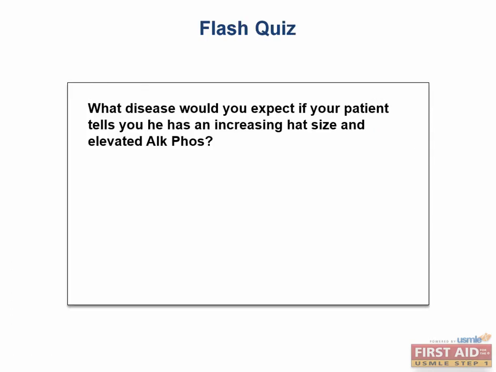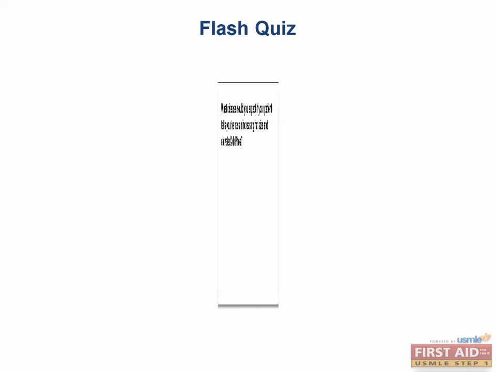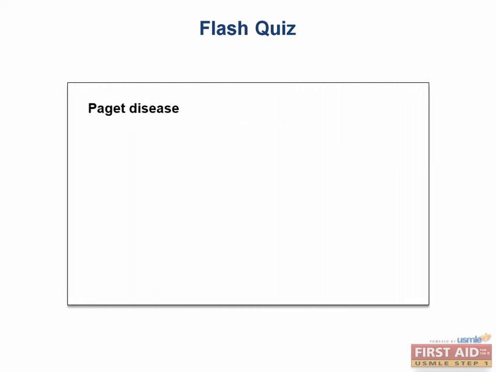Let's have another flash quiz. What disease would you expect if your patient tells you he has an increasing hat size and an elevated alk phos level? Think of Paget's disease.